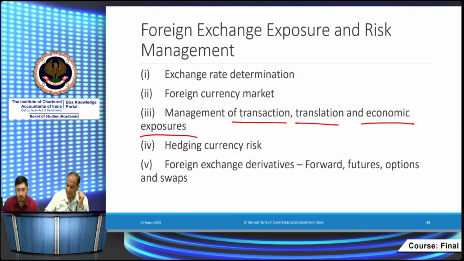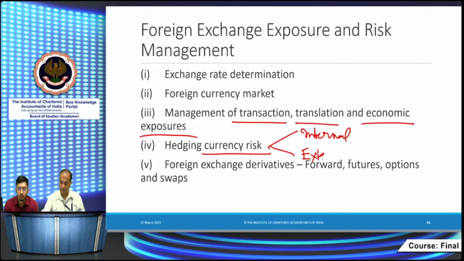Next is hedging currency risk. Now how do we hedge the currency risk? Although there are some techniques, here we discuss normally two techniques: one is internal and the other is external. In internal, there are techniques like netting, leading and lagging, and one or two others. But in external, normally you make your own adjustment. In external, these strategies are in addition to that, involving extra parties. There is another top technique, the covered money market hedge.